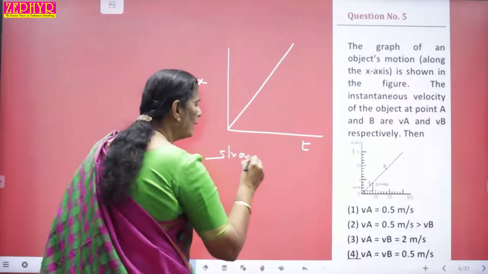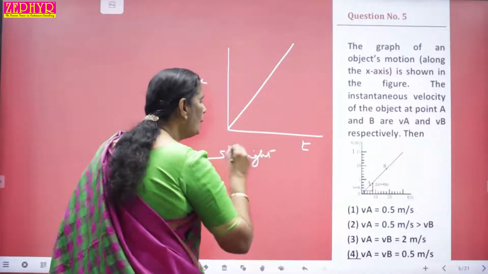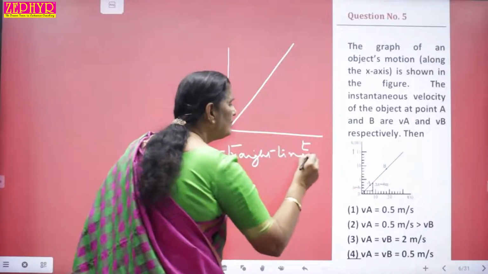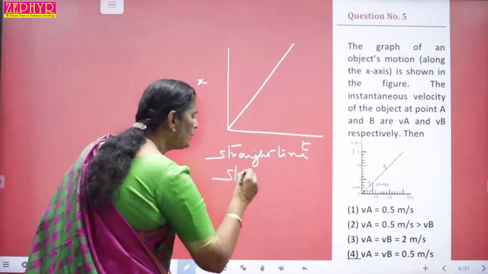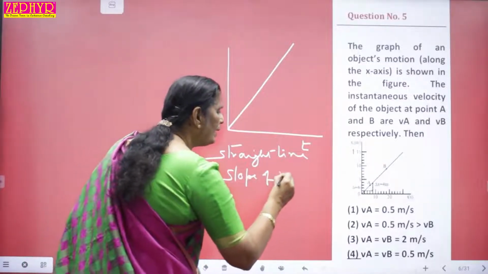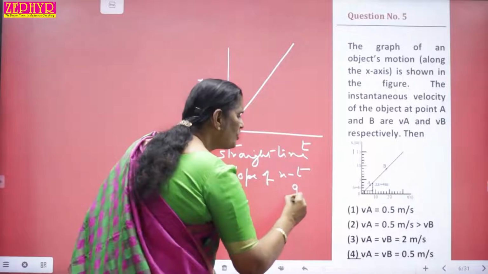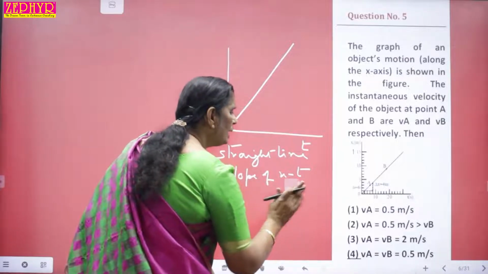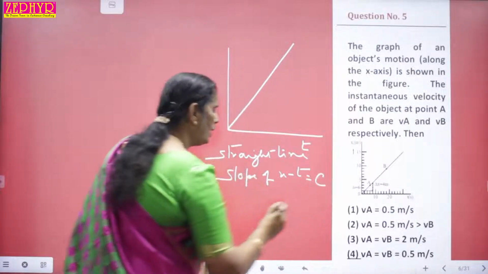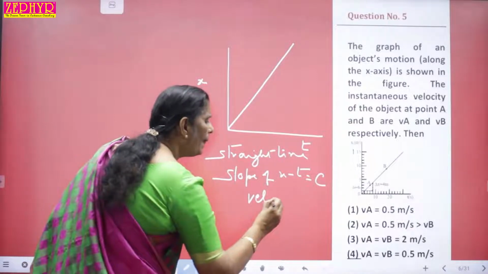It is a straight line. It is not a parabola. Since it is a straight line, the slope of the x-t graph is a constant. What does the slope stand for?